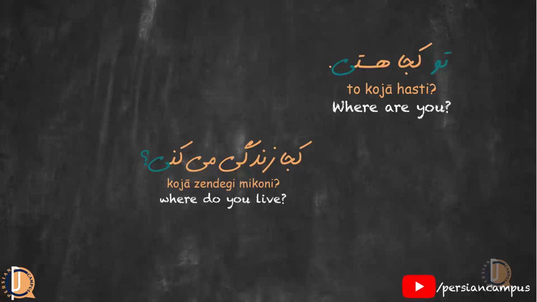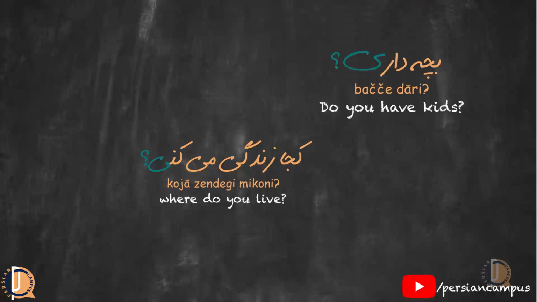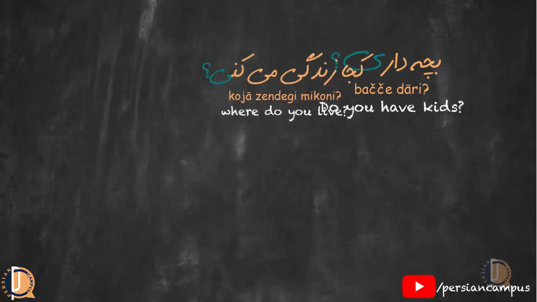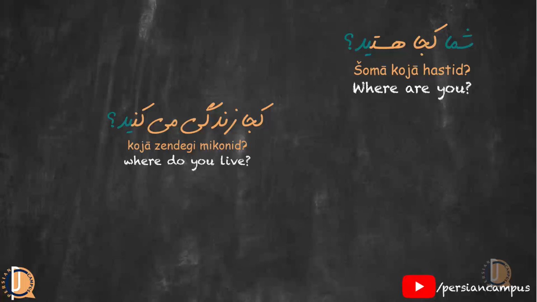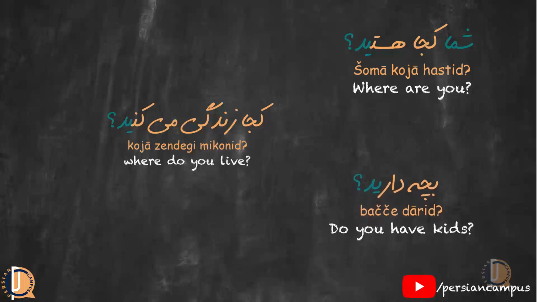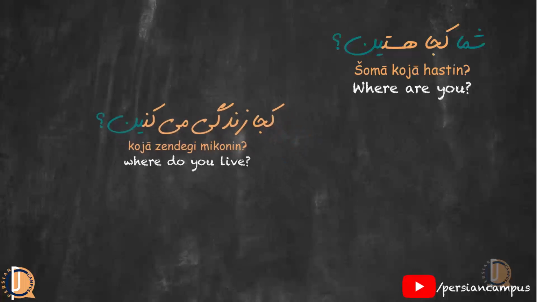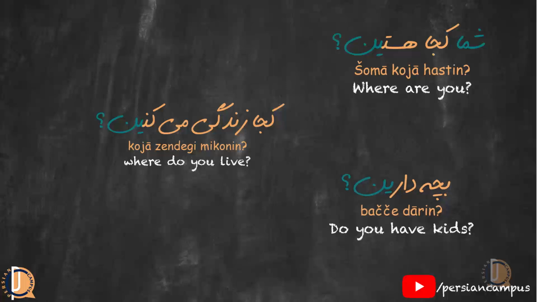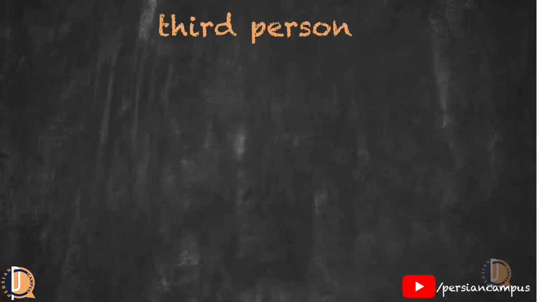Look at these examples. تو کجا هستی؟ کجا زندگی می کنی؟ بچه داری؟ Compare it with شما کجا هستید؟ کجا زندگی می کنید؟ بچه دارید؟ Or we can make it one step informal and say شما کجا هستین؟ کجا زندگی می کنین؟ بچه دارین؟ Now let's move on to the pronouns of third person.